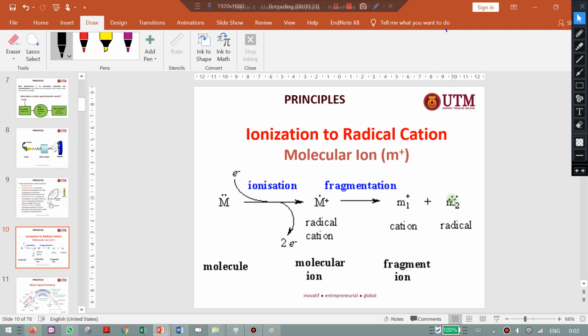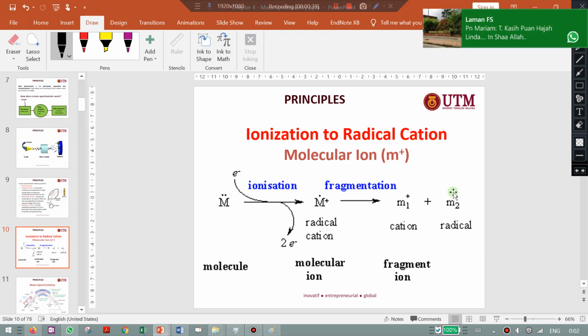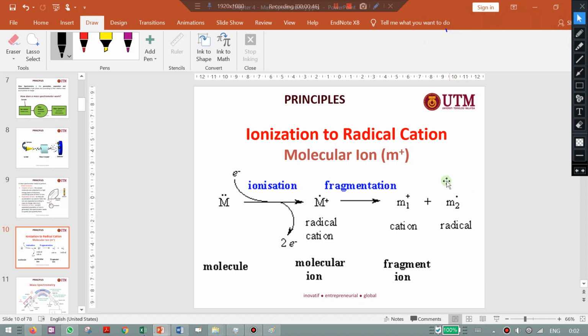Radicals refer to the part of the molecule that has an extra electron in its shell, waiting for the bonding process with another radical. For example, you have a CH3 radical with one valence electron, and you have an H radical. The H radical will create a bond with the first radical, so CH3 plus H becomes CH4. That is the example. So the molecular ion, or radical cation, produces fragment ions.